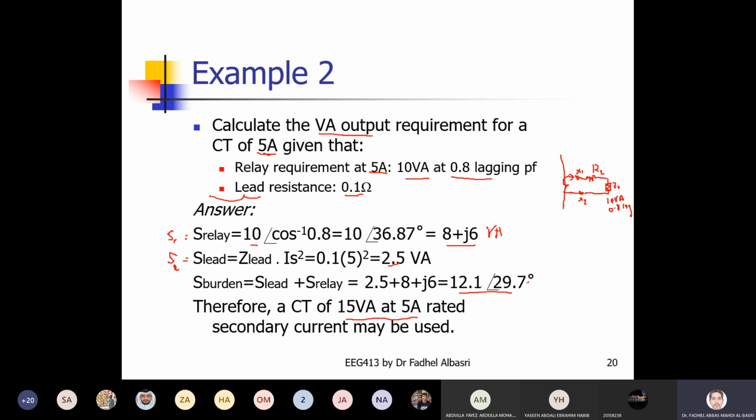So this lead means wire, conductors. So you connect the secondary to the relay.